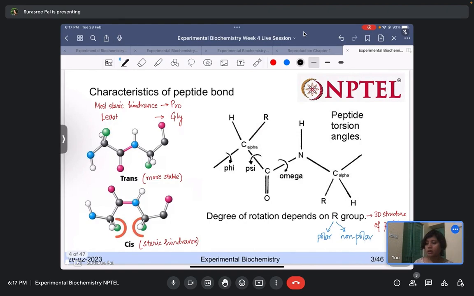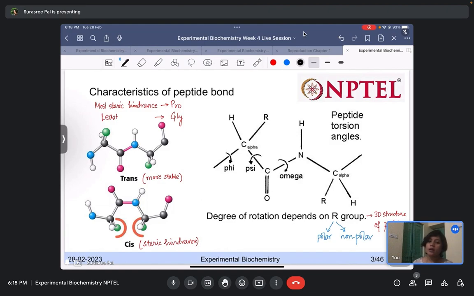Now let's talk about the cis and trans configuration of the peptide bond, and which one is stable or which one is most observed. So trans configuration is when two amino acids are joined together by a peptide bond, and these two amino acids have two R groups. If these two R groups are located on the same side of the bond, then it is a cis configuration, and if these two R groups are located on the opposite sides, then it is a trans configuration, right?